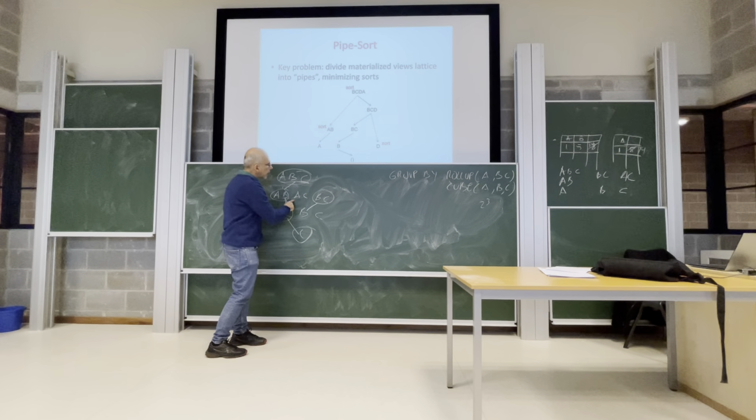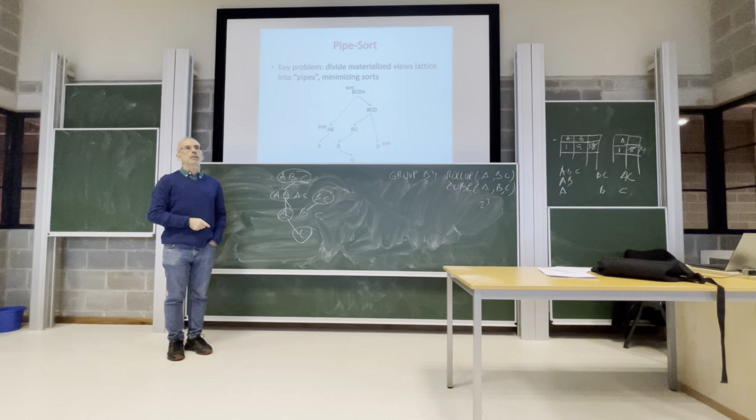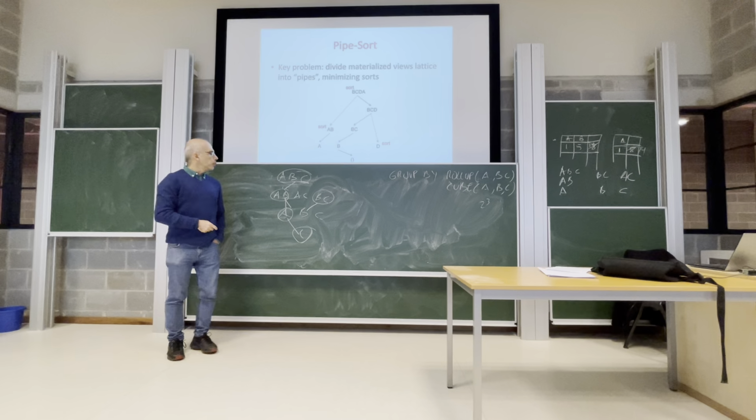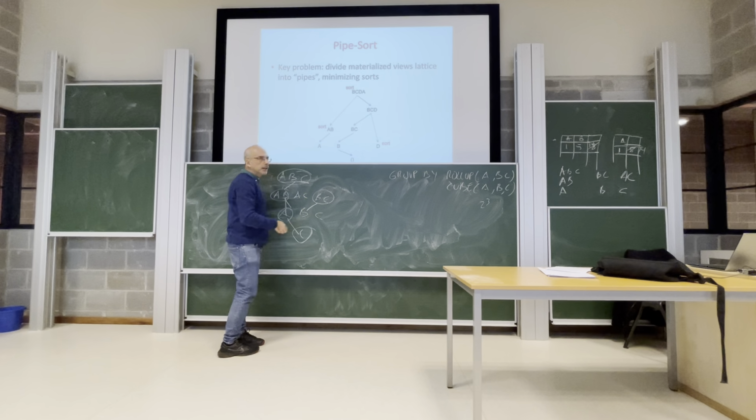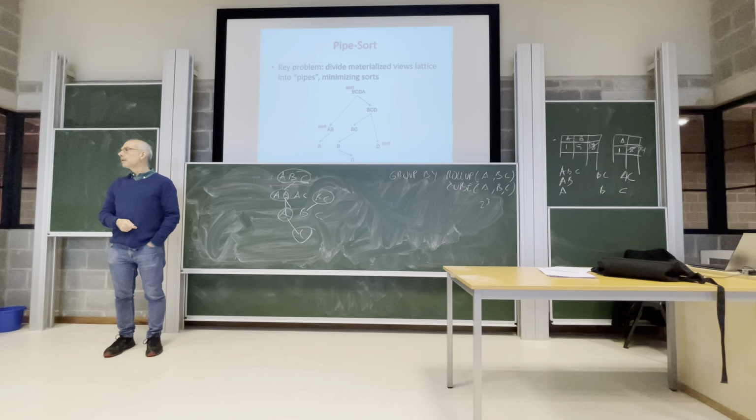If you start from this, you can derive here. If you start from this, you can derive here. And then you need another one for the missing one. How do we choose between this and this? Can we, for example, use the same principles we use with materialized views, when we have the benefits and costs?